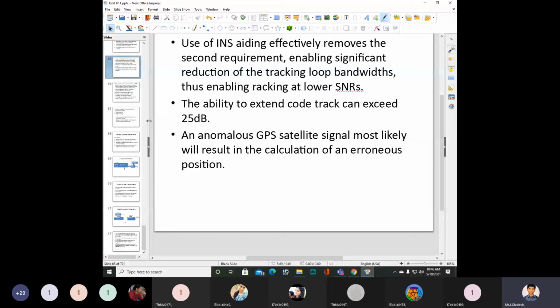An anomalous GPS satellite signal most likely will result in the calculation of an erroneous position.